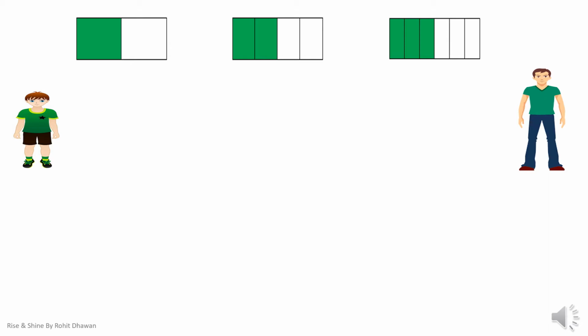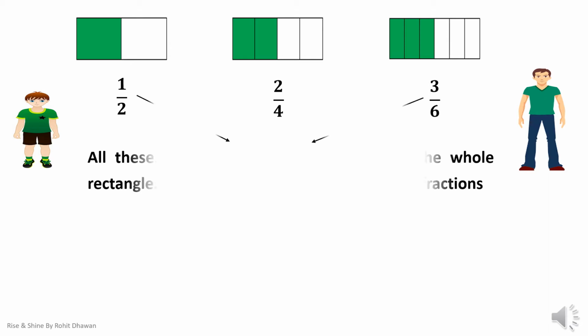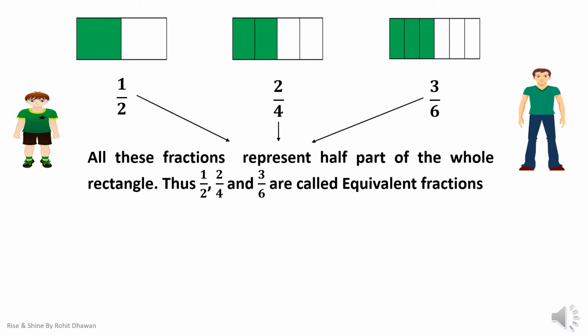Rohan began his representation. Half of the first rectangle is green. 2/4 of the second rectangle is green. And finally, 3/6 portion of the third rectangle is green. Here half, 2/4 and 3/6 all represent half part of the whole rectangle. Thus these fractions are called equivalent fractions.